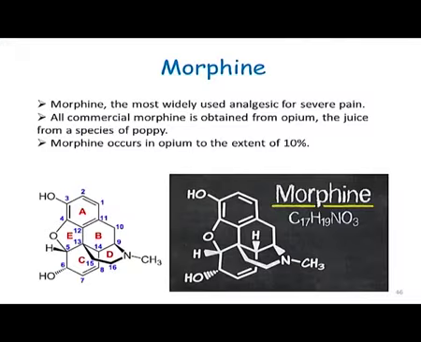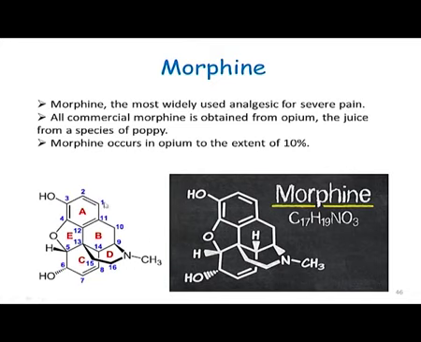Likewise, I am bringing the second example, and this example is of morphine, again a nature derived compound which is obtained from opium, and it is a very widely used analgesic. In fact, it is a gold standard as far as analgesics are concerned, one of the most prominent pain relievers ever discovered.